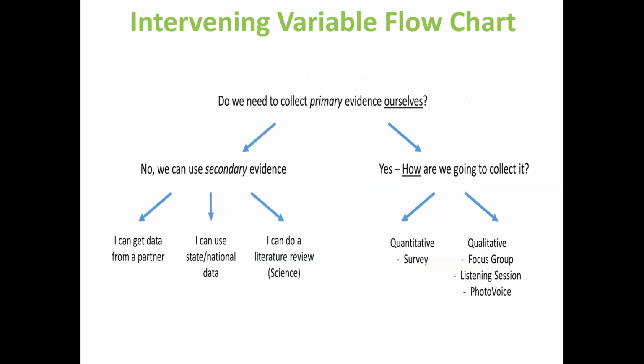Your group may respond no to this question if they feel they are able to get secondary data from local partners, such as health departments. They may also choose to do a thorough review of other secondary sources, such as state and national data, or to conduct a literature review in order to gather additional evidence. So they may at this stage decide we don't need to collect primary evidence, but we would like to do a more extensive search for secondary evidence that we can use to inform our decision-making process around root causes.